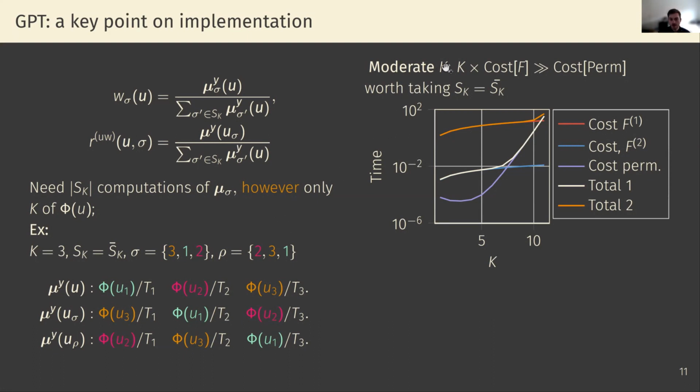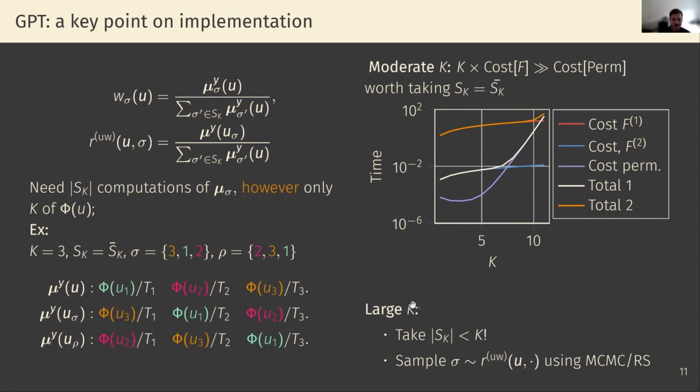Okay, so for example, for moderate k, if the cost associated with this forward mathematical model is much larger than the cost of computing permutations, then it's worth taking all possible SK factorial permutations. So here I have a graph where here in purple is the cost of permutation, and here in red and in blue I have the cost of evaluating this forward mathematical model for two different forward models. As we can see, depending on the cost of f relative to the cost of permutations, it might make more sense to take all possible permutations or just take a subset of them.